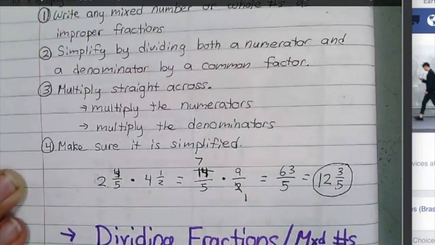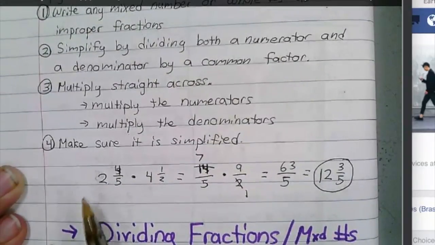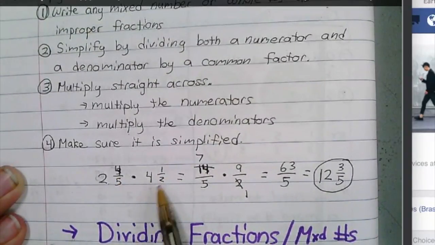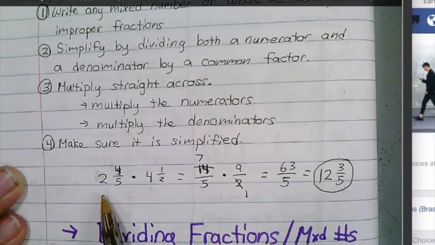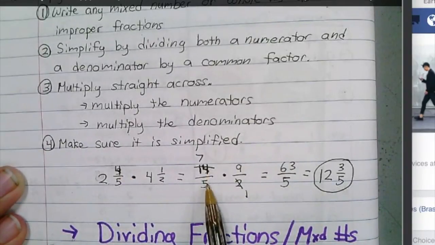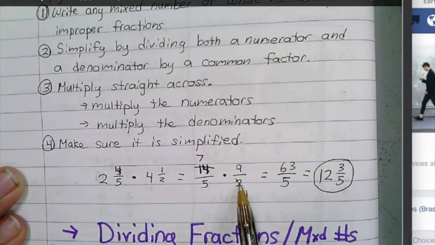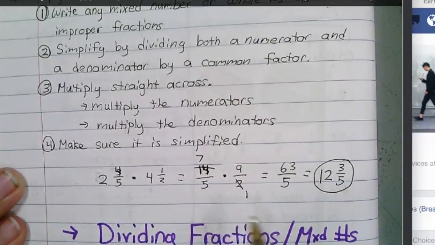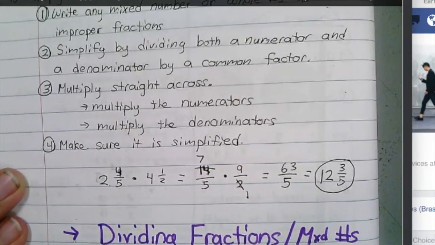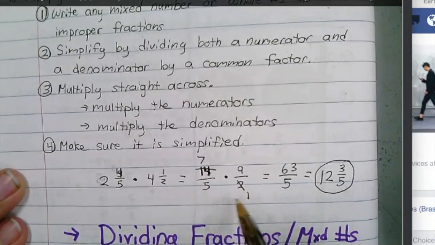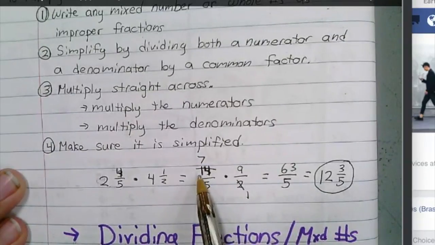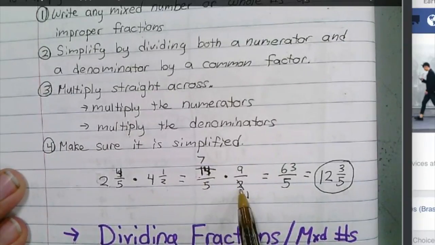Here is an example. So we have 2 4/5 times 4 1/2. First, I'm going to make them both into improper fractions. So I did 2 times 5 plus 4 gives me 14 over 5. 4 times 2 plus 1 gives me 9 over 2. Then I can look to see if anything can simplify. I don't need a common denominator for this.